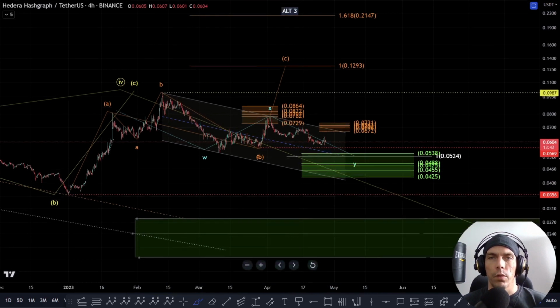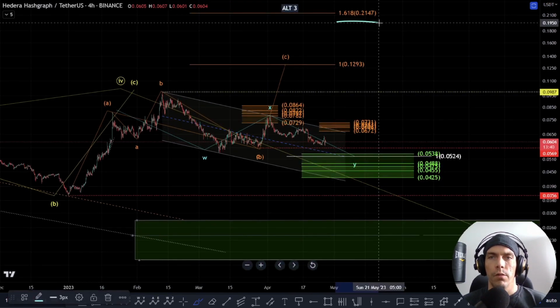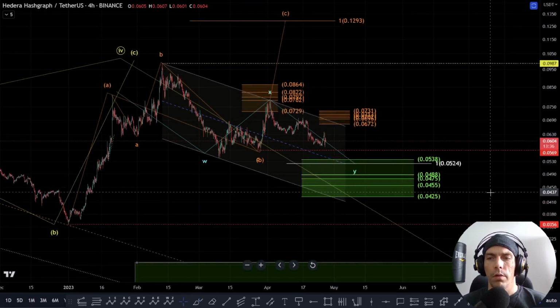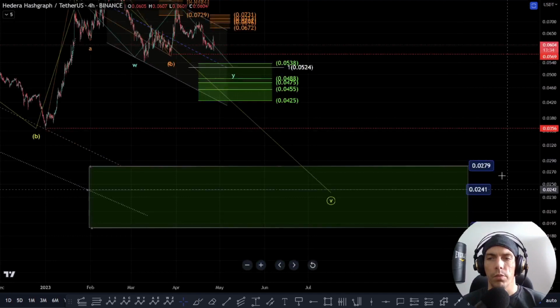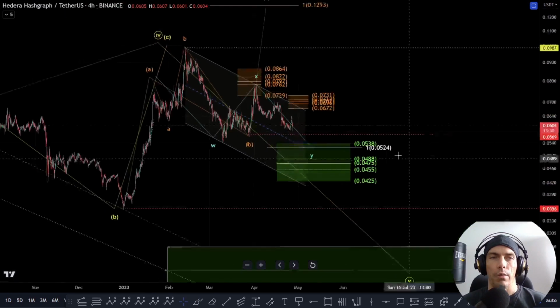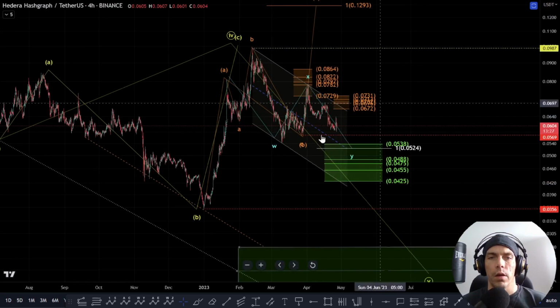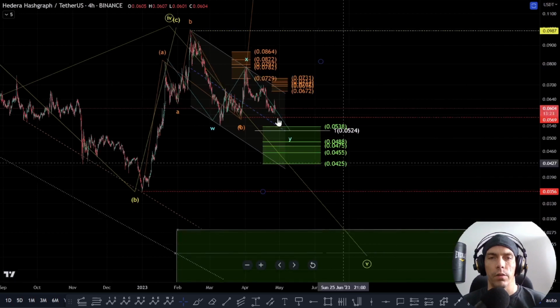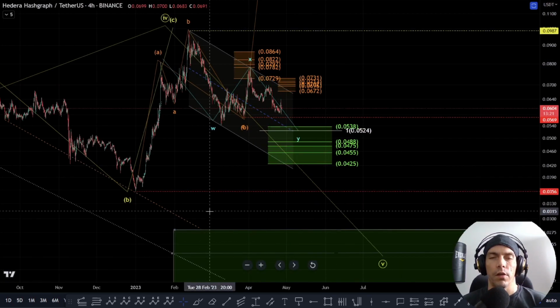There is also the potential of developing a bigger structure here if we move up towards this 2147. What we need to be careful of, however, is there's still the potential that we could see a drop down towards this 0279 to this 0189 area. And what we want to do is basically start to develop this better impulsive structure to the upside to get out of this zone to invalidate this potential.